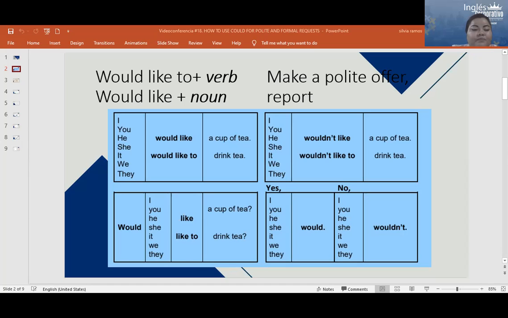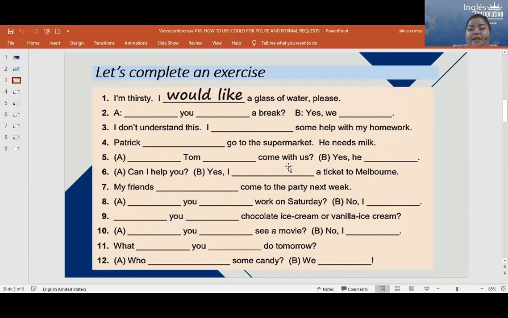Okay. Let's make that our first exercise with would like to, right? Now we have this. I have a very, very nice exercise with would like, right? Now pay attention to what is following. It says, I am thirsty or I'm thirsty. I would like a glass of water, please. Right? Now, what happens with the next one?